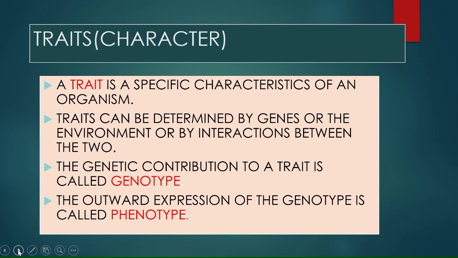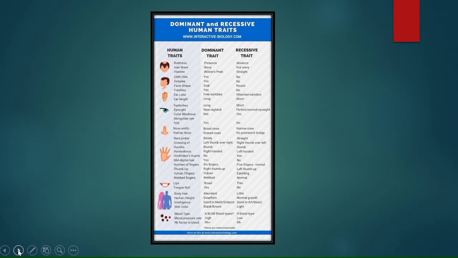Trait. A trait is a specific characteristic of an organism. Traits can be determined by genes or the environment or by interaction between the two. Genetic contribution of a trait is called genotype. Outward expression of the genotype is called phenotype. These are some examples of human traits.